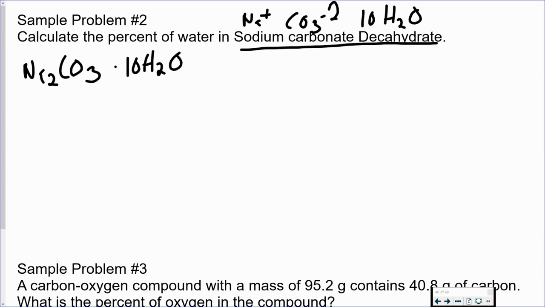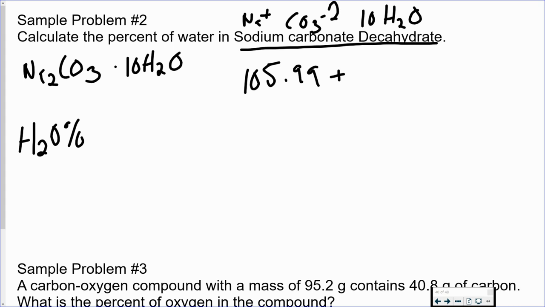So in this problem, we're just simply asked to find the percentage of water. So we're just going to find water percent. Okay, so we need to find molar masses first. So 22.99 is sodium times 2, plus 12.01 for carbon, plus 48 for the 3 oxygens, and you're going to get 105.99. Now, this is the sodium carbonate section of that compound.